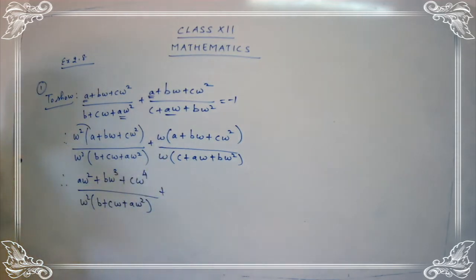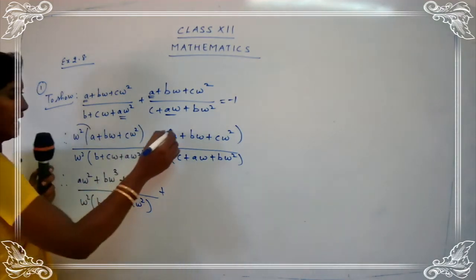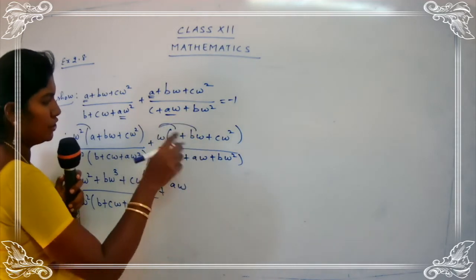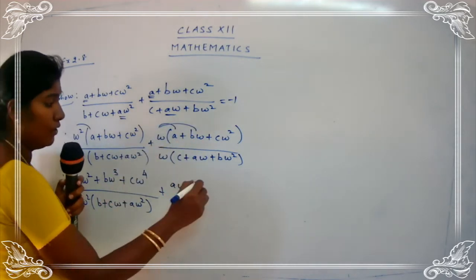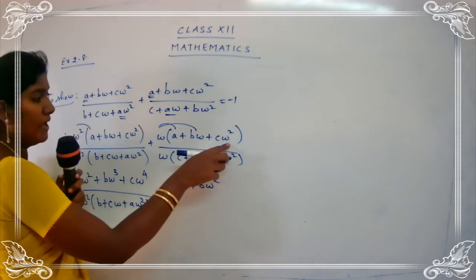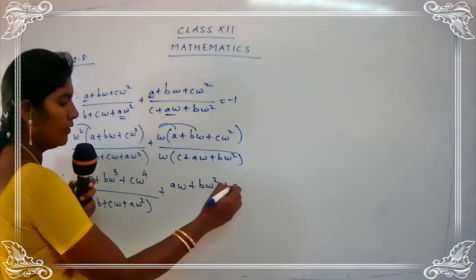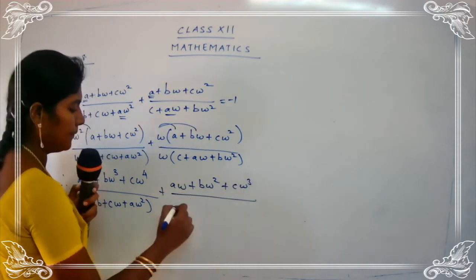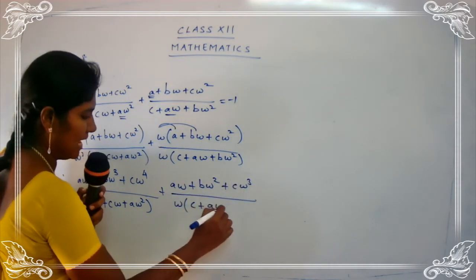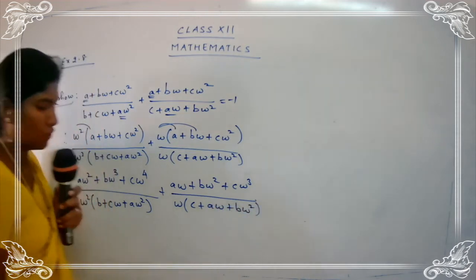Come on, complete the second term. You have to follow the same method that we have done for the first part. Multiply the numerator and keep the denominator as it is. So what do you get here? A into omega, A omega, B omega into omega, that's B omega square, C omega square into omega, that's C omega cube, upon, keep the denominator as it is, children, C plus A omega plus B omega square.